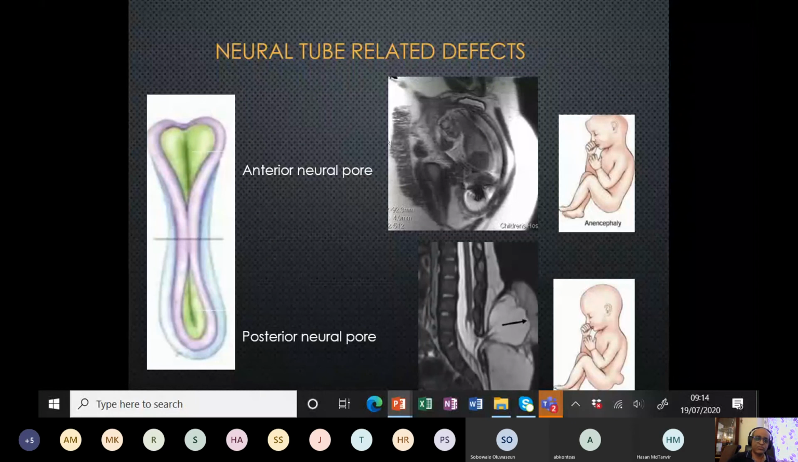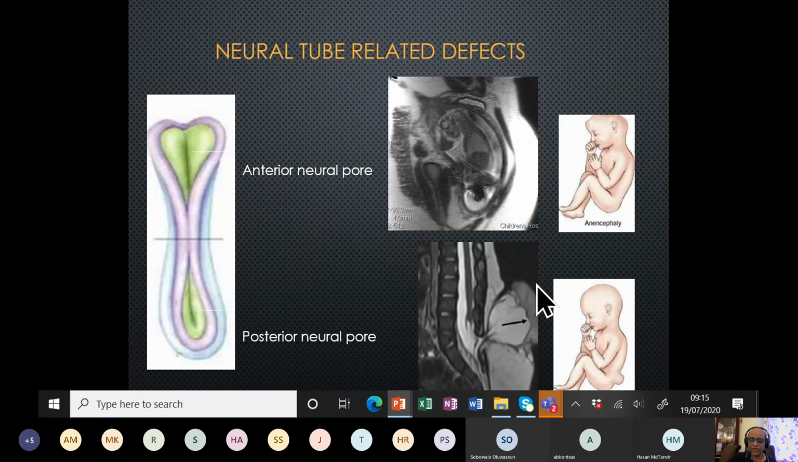The neural tube zips up completely, and if it does not, then we get into anomalous situations. If the anterior neural pore doesn't close, we get a condition of anencephaly, and if the posterior neural pore doesn't close properly, there is a host of abnormalities, one of which I've shown here is the meningocele at the lower end of the spinal canal.